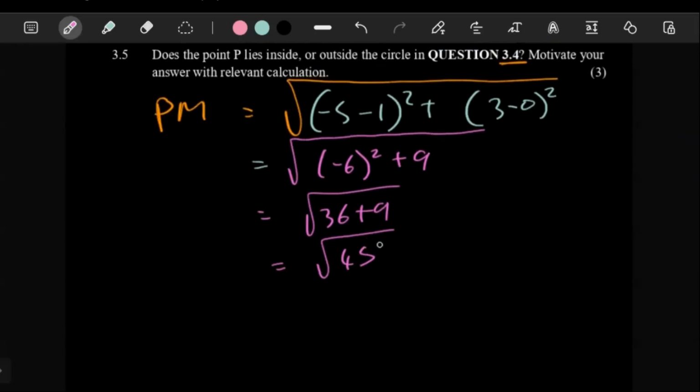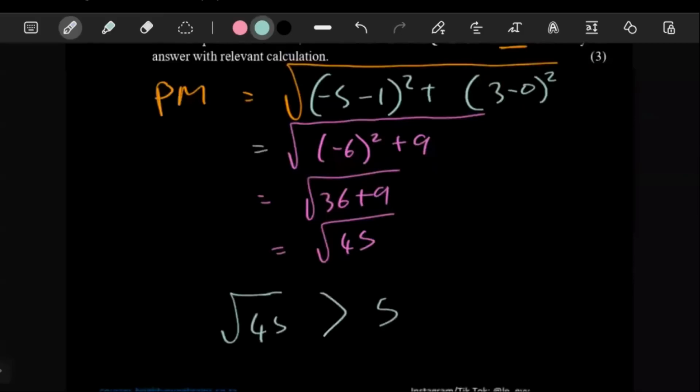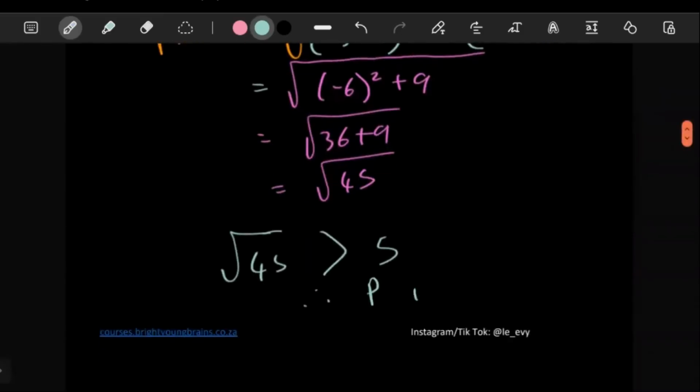What is the square root of 45 in the calculator? It's obviously an interesting number to get. Square root of 45 is the number 6 point something something. So the square root of 45 is bigger than the radius, which is 5. Therefore, P is outside the circle. You see, it's all about the radius.